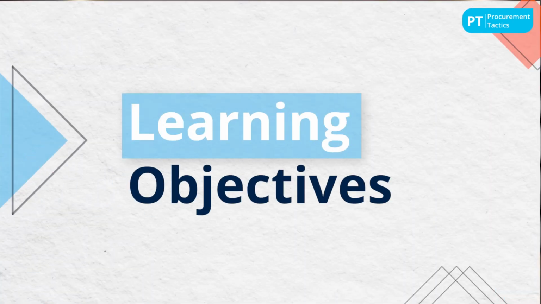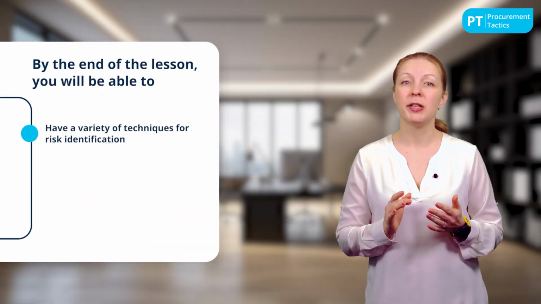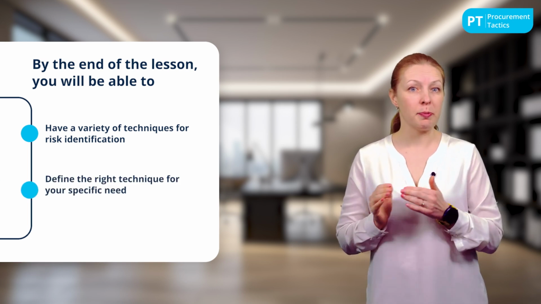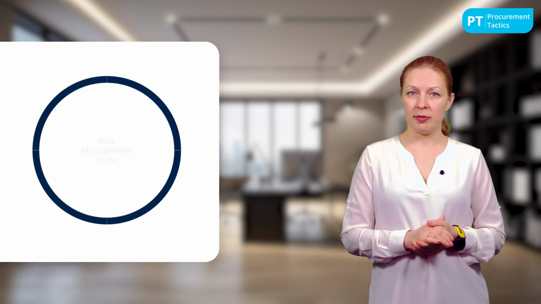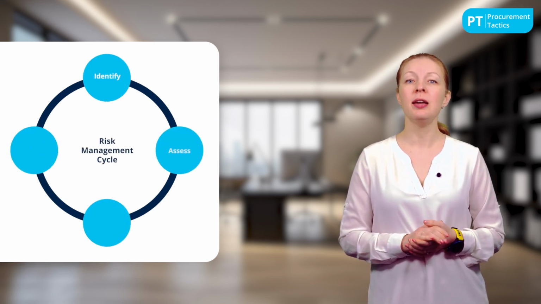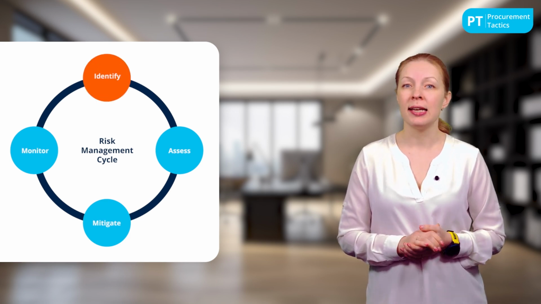Hello and welcome back. For today's lesson, we will review tools and techniques you can use to perform the first step of the risk cycle, identification. By the end of the lesson, you will have a variety of techniques for risk identification and be able to define the right technique for your specific need. To remind ourselves, the risk cycle consists of 4 key elements: identify, assess, mitigate, and monitor. Today, we will deep dive into the identify step.